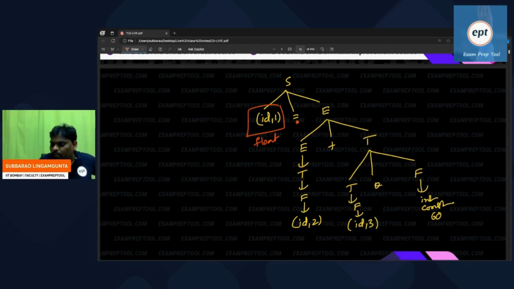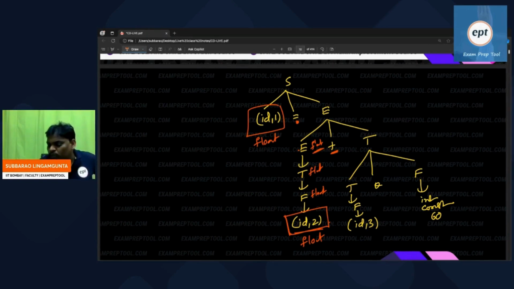E goes to E plus T. To do this plus, left required, right required. Go left. E goes to T, T goes to F, F goes to ID. Again it is ID. ID means token number. Can you go in the symbol table? This is also a float. Because it is a float, here also float will come. Whatever is there, it will proceed further. So to do this plus operator, left side float, so right also float required.